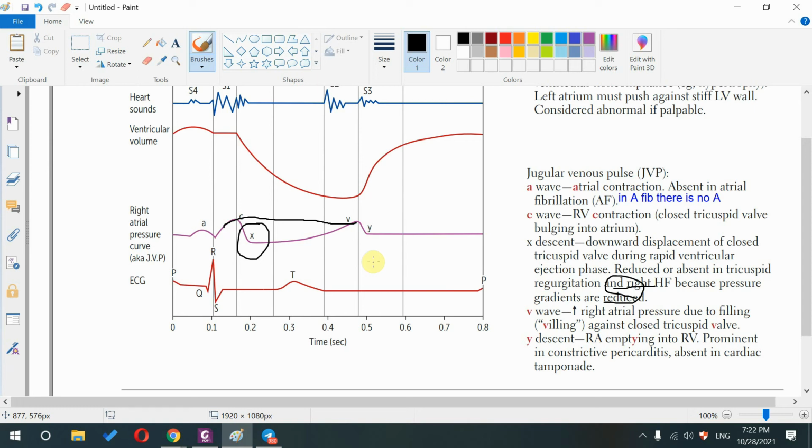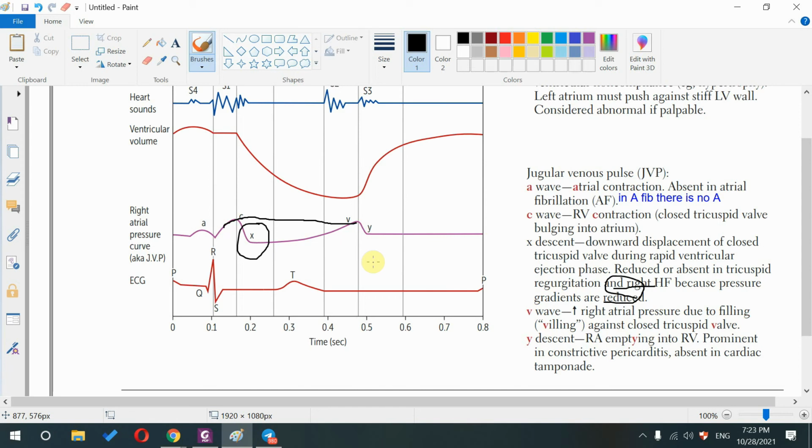The next one is the V wave, it's the filling. So the filling of what? The filling of the right atrium. Well, okay, it takes time to fill the right atrium. Where is it filled from? Superior vena cava, inferior vena cava, and coronary sinus.